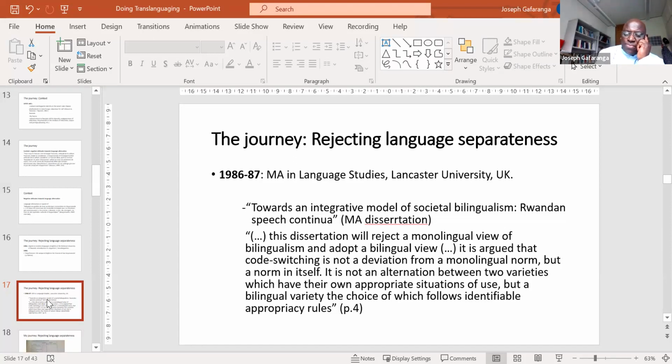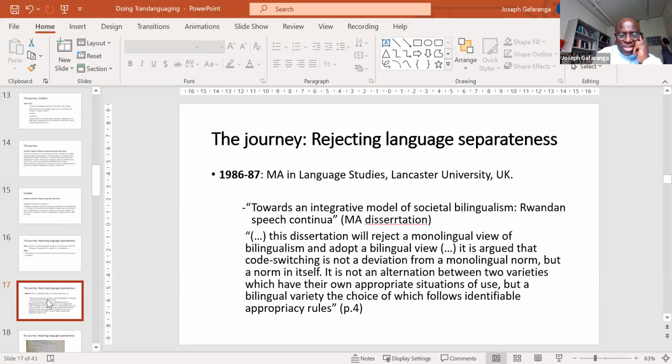And at the end of the program, I wrote a dissertation, which I entitled "Towards an Integrative Model of Societal Bilingualism, Rwandan Speech Continua." Though already the speech continua notion is kind of incompatible with the idea of languages being separated. But the integrative aspect really was coming from other scholars I had read on the program, such as Clyne and so on. And I was reading back what I was writing then.